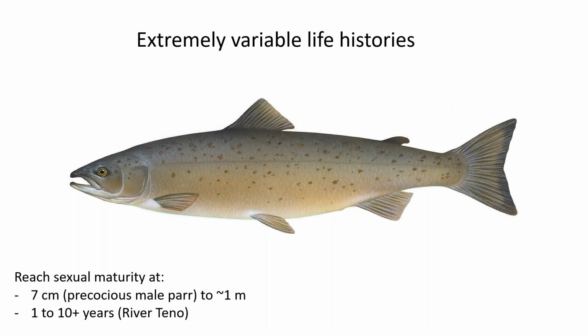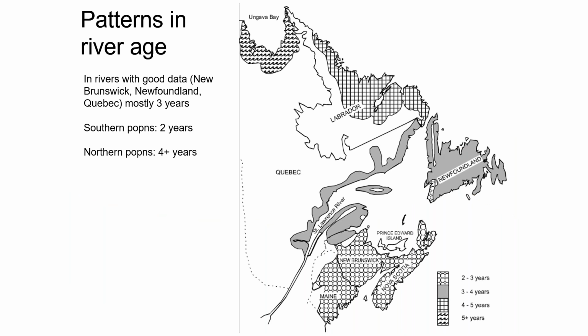Okay, so now on to the patterns. What I'm interested in about life histories is, we know there's variation in life histories in Atlantic salmon, and I want to know, how do these patterns vary in space and time? Some of the things we already know is that there are patterns in space with regards to river age. Salmon in Nova Scotia, southern populations, tend to spend fewer years in freshwater than salmon in northern populations. And that's a general trend.